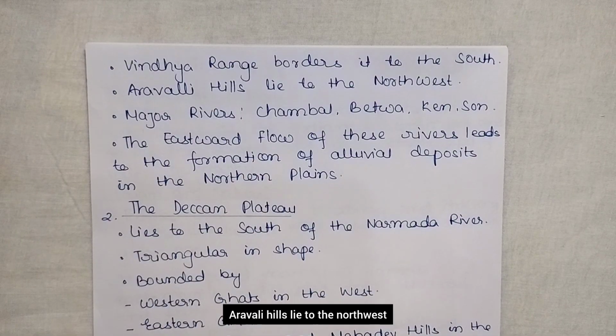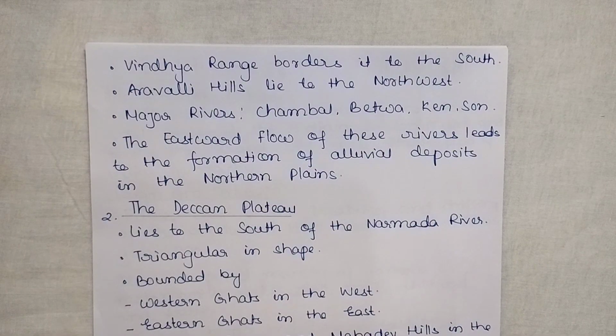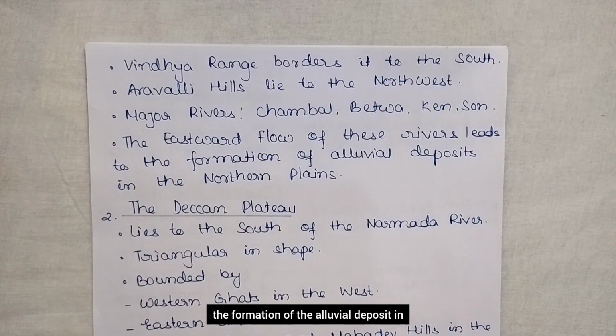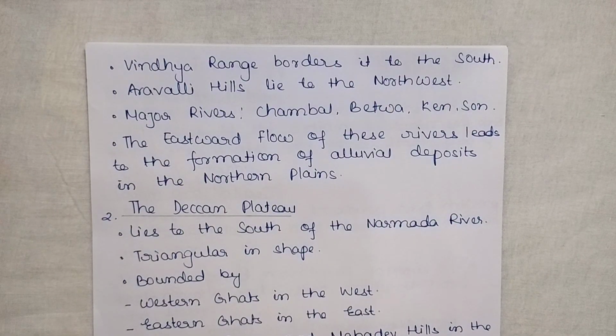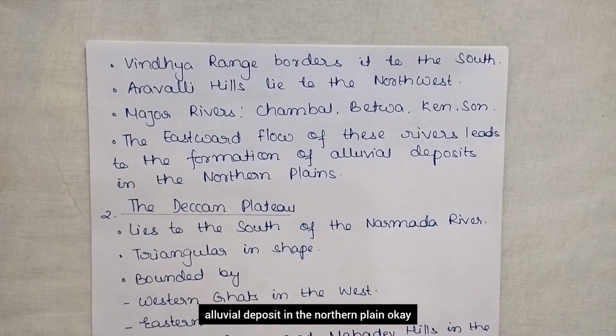Aravalli hills lie to the northwest, and the major rivers flowing through the Central Highland are the Chambal, Betwa, Ken and Son. The eastward flow of these rivers helps in the formation of alluvial deposits in the Northern Plain. Okay, so this is the Central Highland.